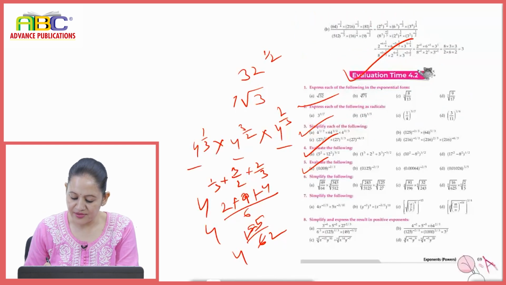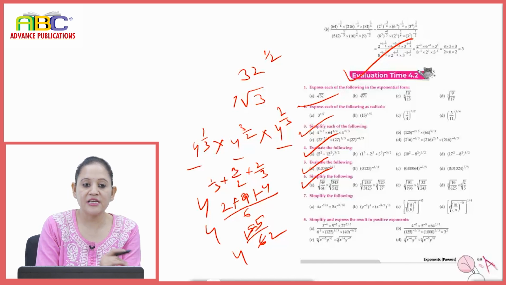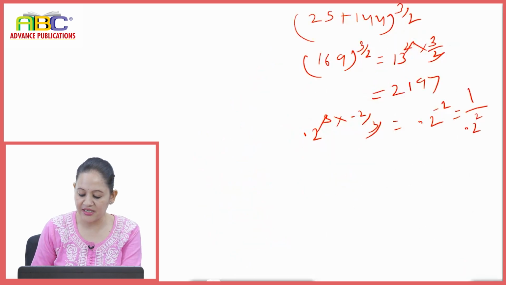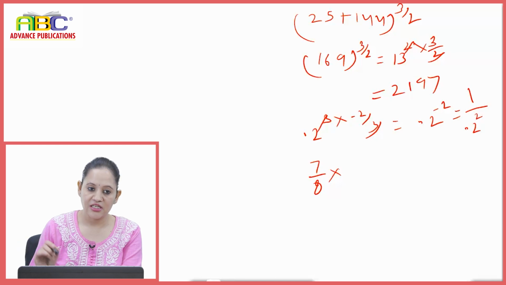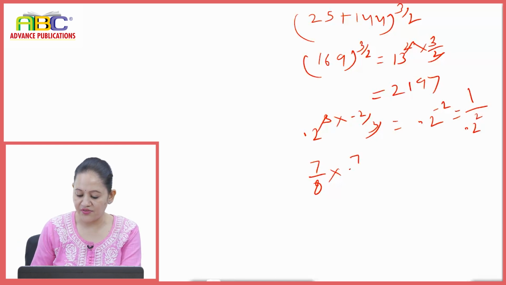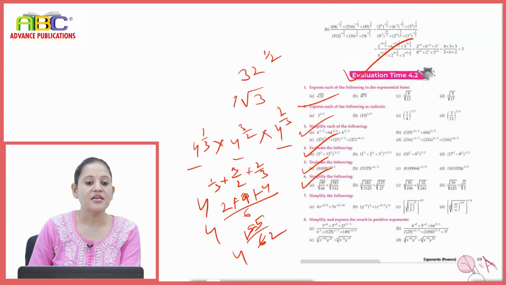Next, simplify the following. Root 49 upon 64 multiplied by cube root of 343 upon 512. So root 49: 7 into 7 is 49. So that can be written as 7 upon 8 into, for 343 we will take the cube root, that is equal to 7. So 7 upon 8 to the power 2. We can write it like this. Clear?